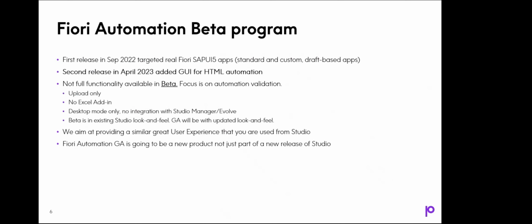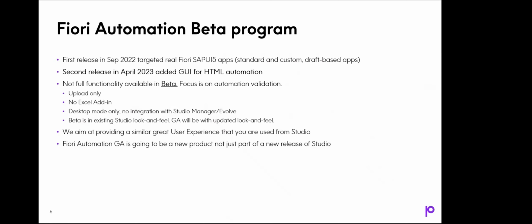So what is really ongoing at the moment is the beta program. It's not a live product yet, but very soon, hopefully. We released this well over a year ago. The first release happened in 2022, and this was where we were targeting mainly the Fiori SAP UI5 apps, both the standard and the customized versions of it. We then did a second release early this year, and this also catered for the GUI for HTML automation.